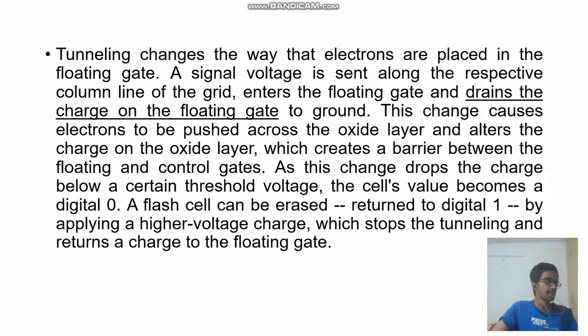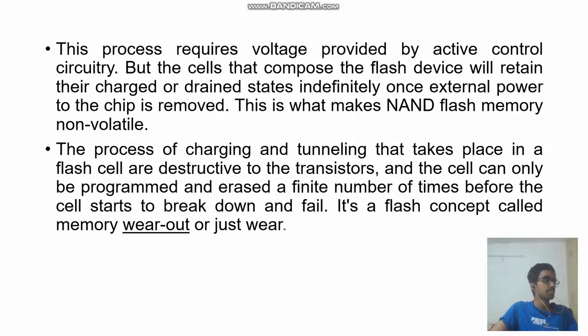A flash cell can be erased, returned to digital 1, by applying a higher voltage charge, which stops the tunneling and returns a charge to its floating gate. This process requires voltage provided by active control circuitry, but the cells that compose the flash device will retain their charge or drain states indefinitely once external power to the chip is removed. This is what makes NAND flash memory non-volatile. The process of charging and tunneling that takes place in a flash cell is destructive to the transistors, and the cell can only be programmed and erased a finite number of times before the cell starts to break down and fail. It's a flash concept called memory wear, or just wear.